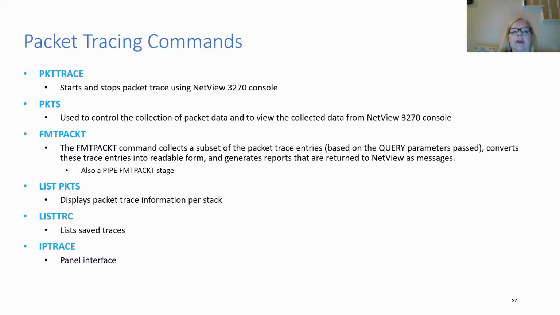The PKT trace starts and stops using the NetView 3270 console. As I said, the PKTS command gives you more control. The FMTPACKET command lets you format the packets, and then you can list your packet trace information, your saved traces. And the way you get into this panel interface is using the IPTRACE command.